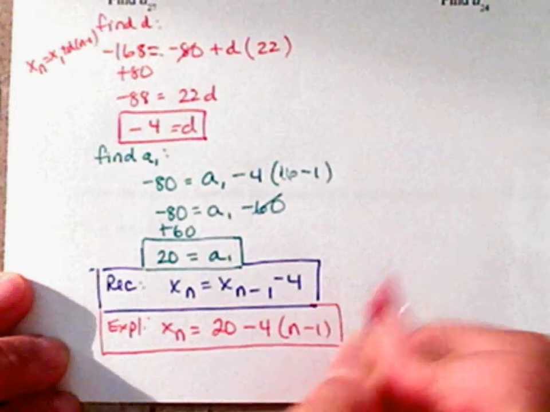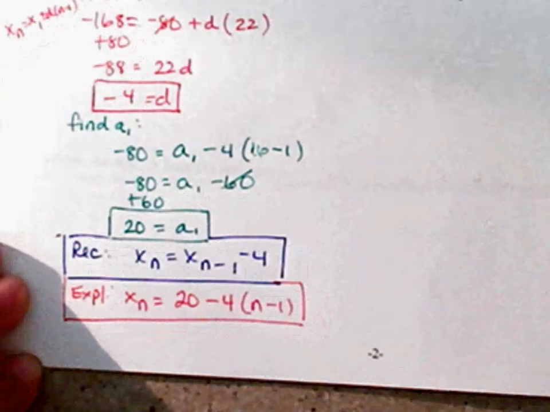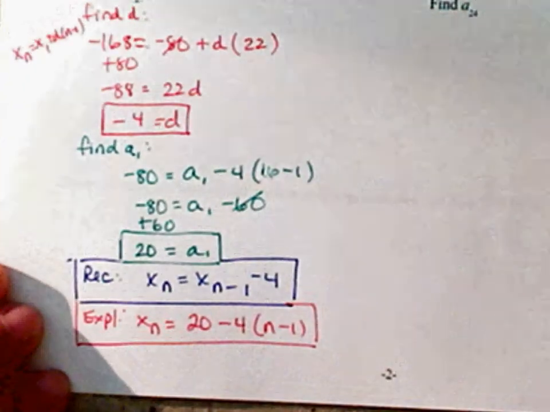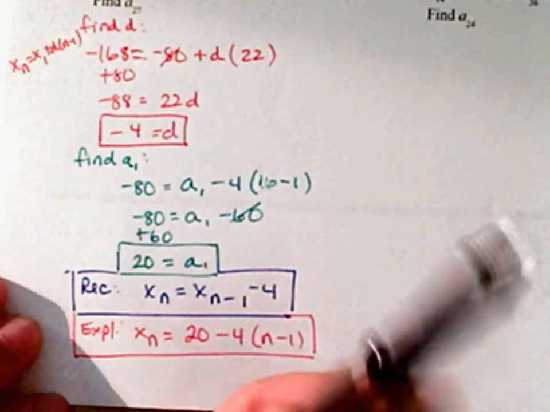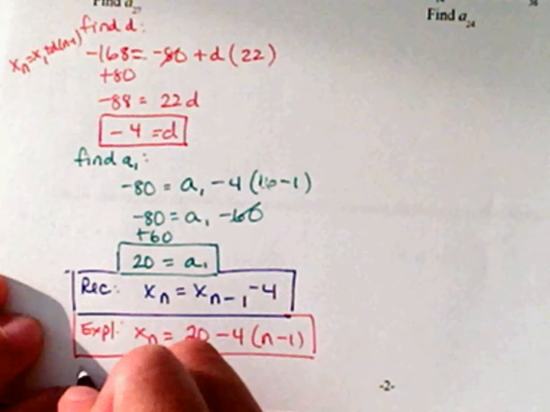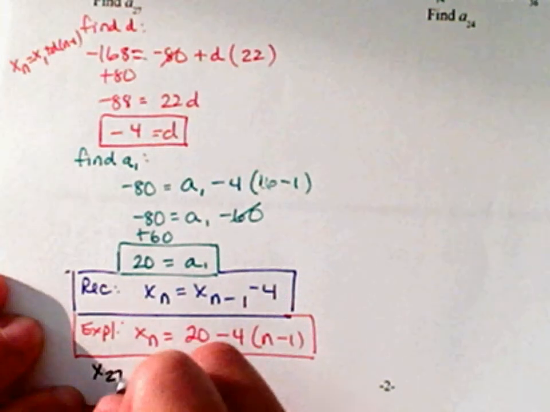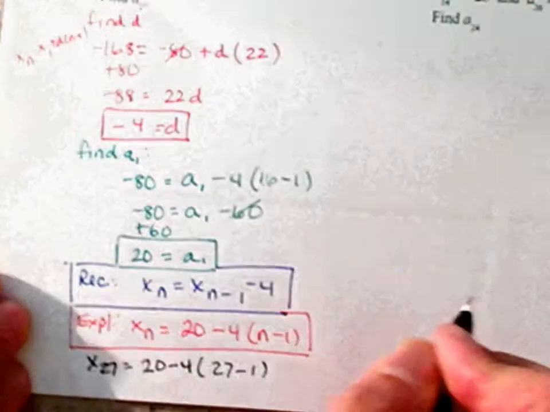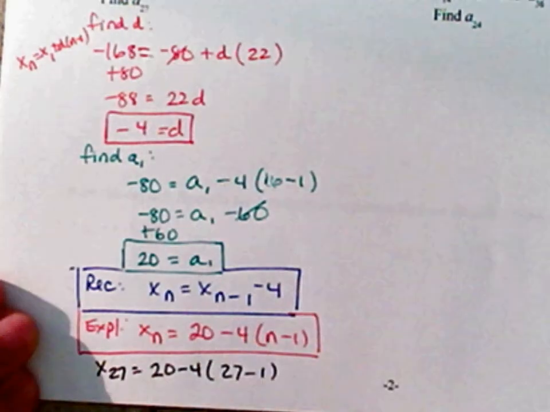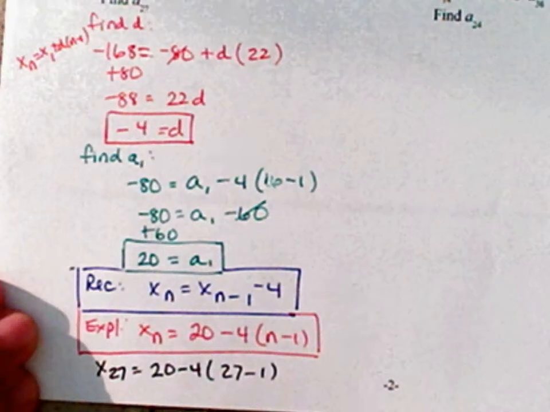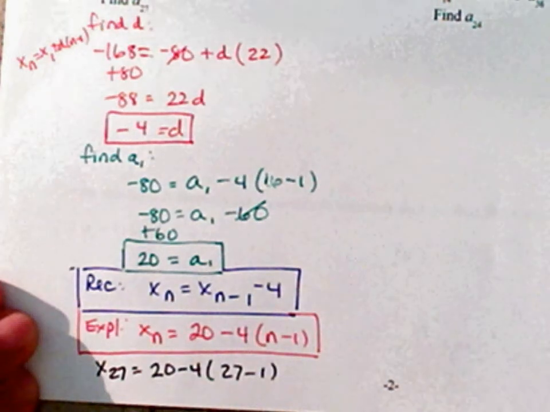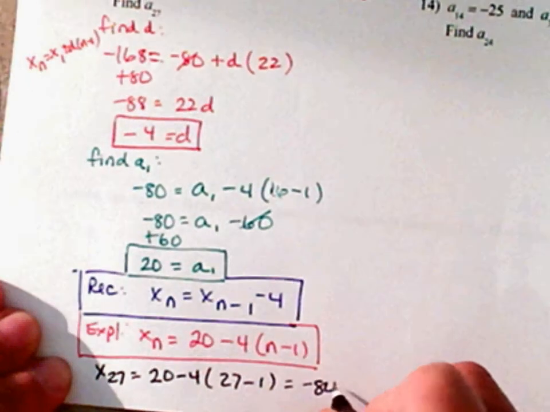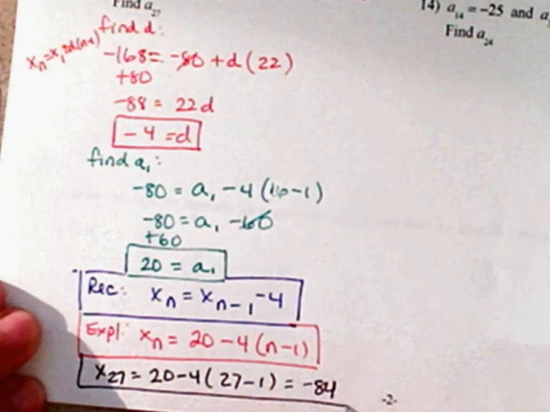And then what other terms do we need to find? We need to find the 27th term. How do you find the 27th term? Plug it into your explicit. So x of 27 equals 20 minus 4 times 27 minus 1. So 20 minus 4 times 27 minus 1, and that comes out to be negative 84. So there's your 27th term.